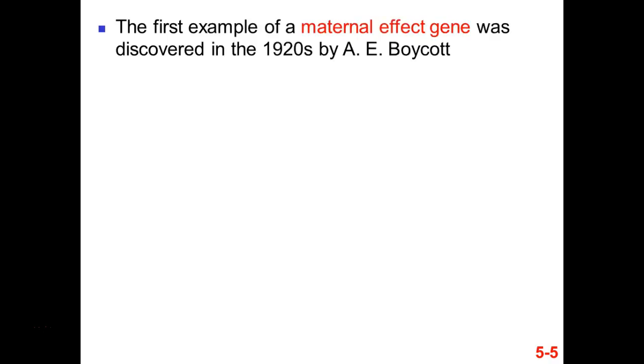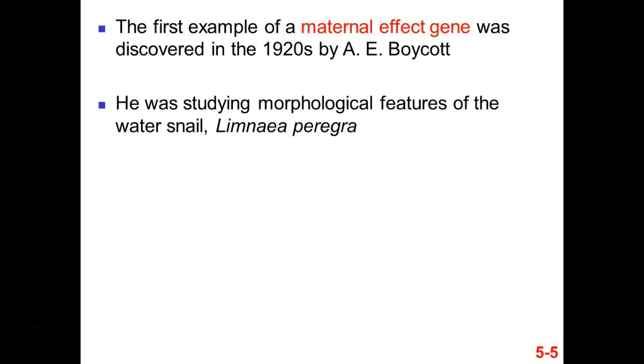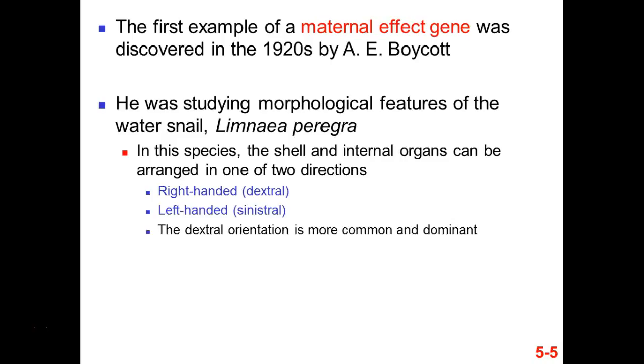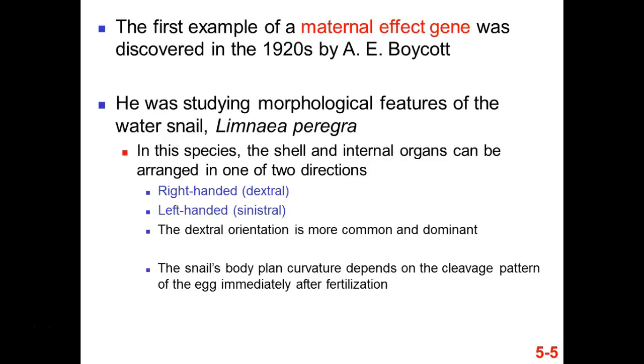So the example that they give was discovered by Boycott in the 1920s, and he was working with water snails. He found that the shell of the snails had a certain rotation to it, whether it be right-handed or what's referred to as left-handed, dextral or sinistral. Yeah, that one's a tongue twister. And so dextral was more common, right? So he surmised that that's probably the dominant trait out of the two.